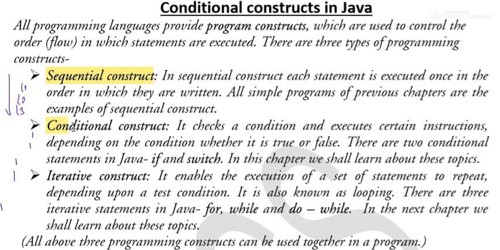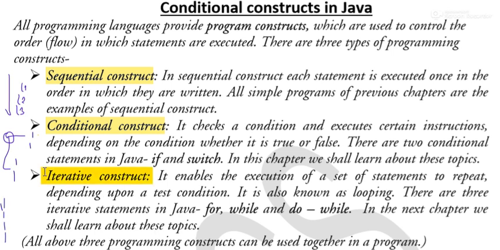In conditional constructs, execution of statements depends on certain condition. If a condition is true, then a set of statements will get executed, and if the condition is false, then another set of statements will get executed.